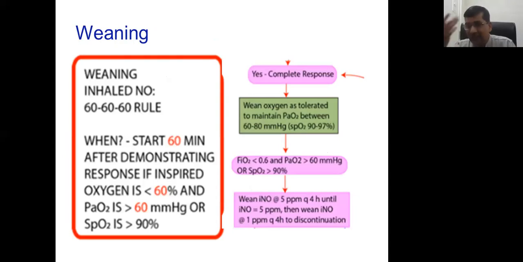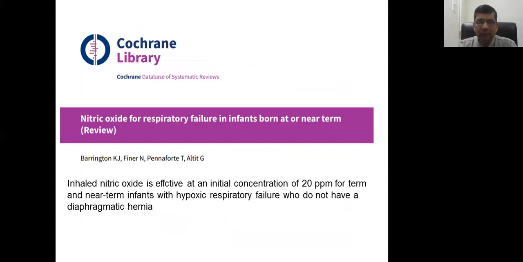Weaning, I think, again, is individual protocol. My unit protocol is that I wait till 50% oxygen, that is 0.5. Some units say 0.6, but I wait till 50%, and then PO2 more than 60, less than 80. That's what I maintain, 60 to 80 in term babies. Saturation between 90 to 95. Once the FiO2 is 50%, I start weaning. Naturally, what we do is same protocol, 5 parts per million, every 4 hours, little 5 parts. And then slowly 1 by 1.